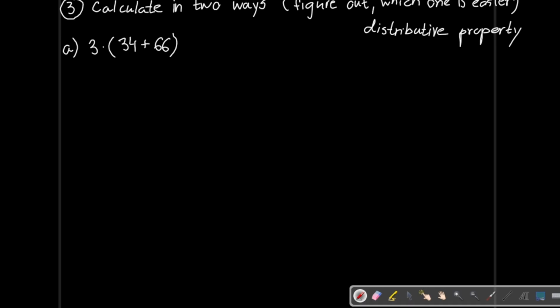If we have a number a multiplied by the sum of numbers b and c, the result will be equal to a times b plus a times c.